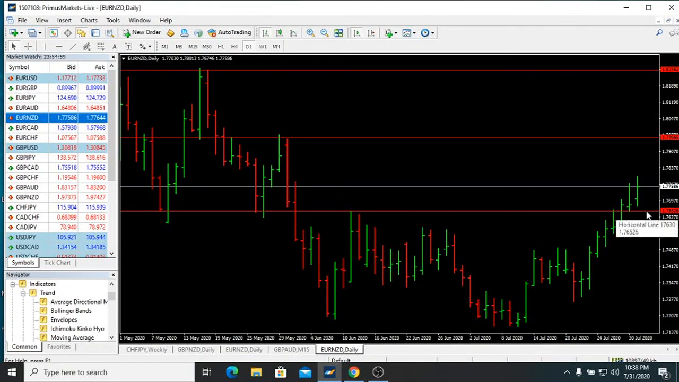But once it tests here and then the support holds, then this is no more going to be the target. The target is going to be this one, which is the next top here. So this is how we're going to look at this trade for this month. This is EURNZD on the daily time frame. So we're looking at our next target.